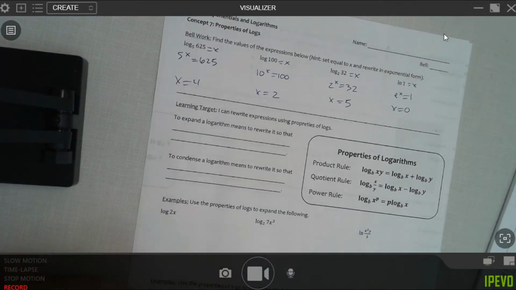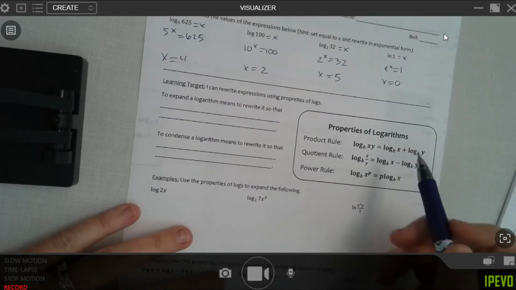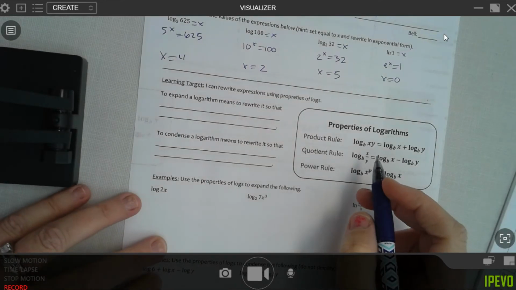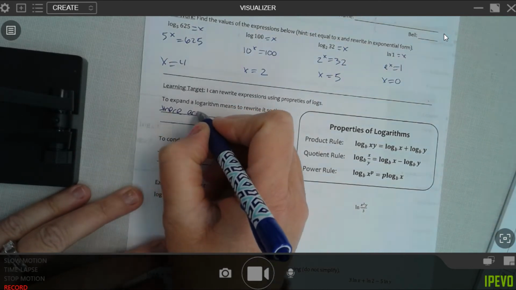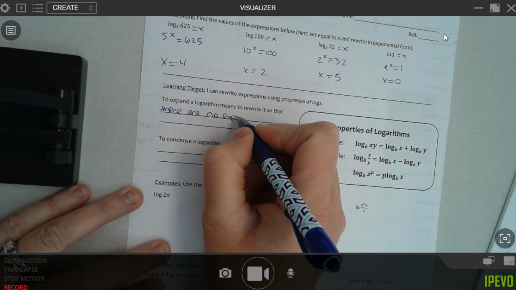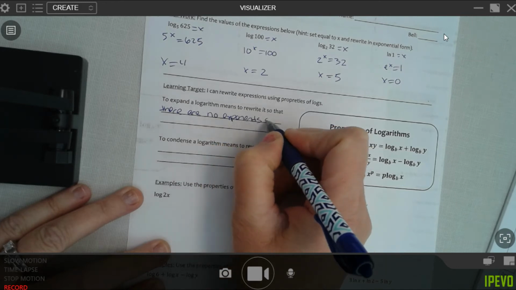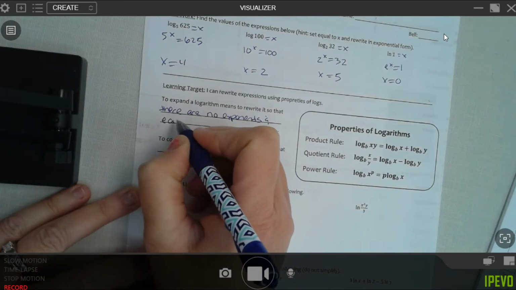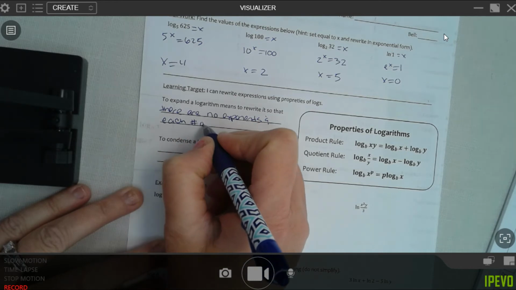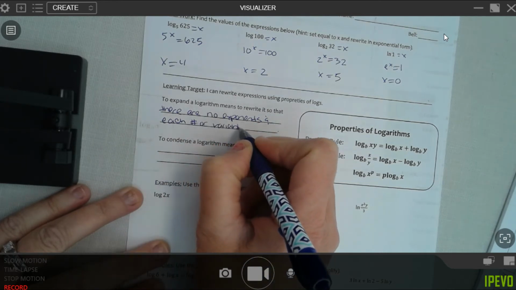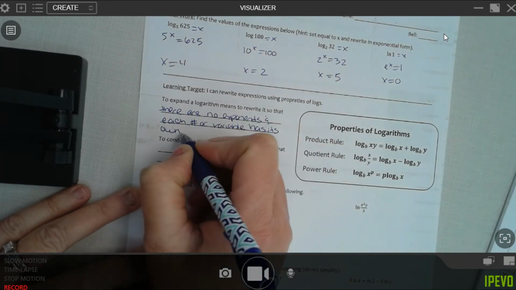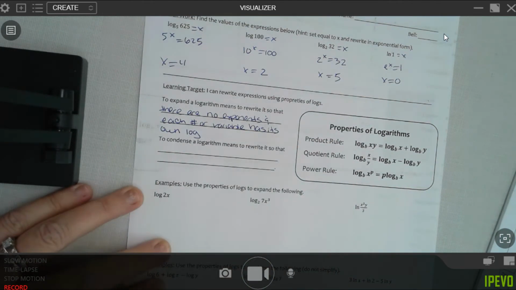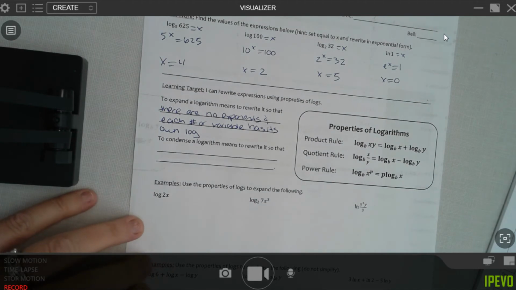So today we're going to rewrite expressions using the properties of logs over here. So to expand logs means to rewrite it so that there are no exponents and each number or variable has its own log. So to condense a logarithm means to write it so that there's only one log and there are no coefficients.